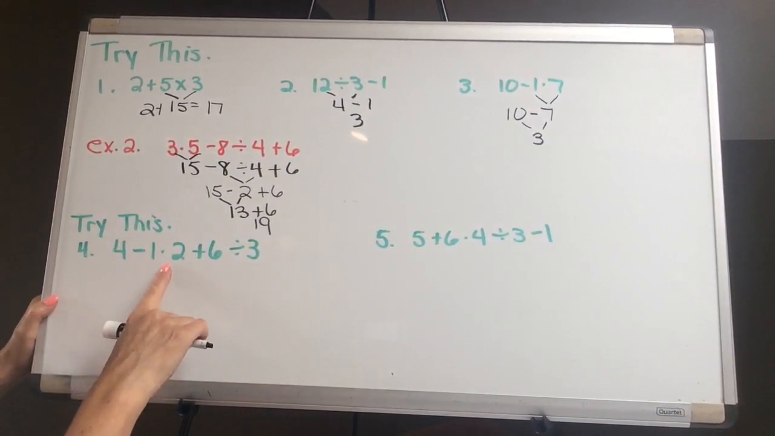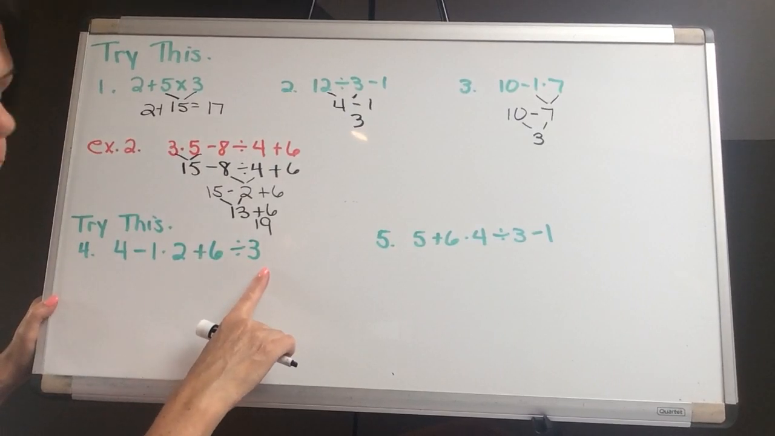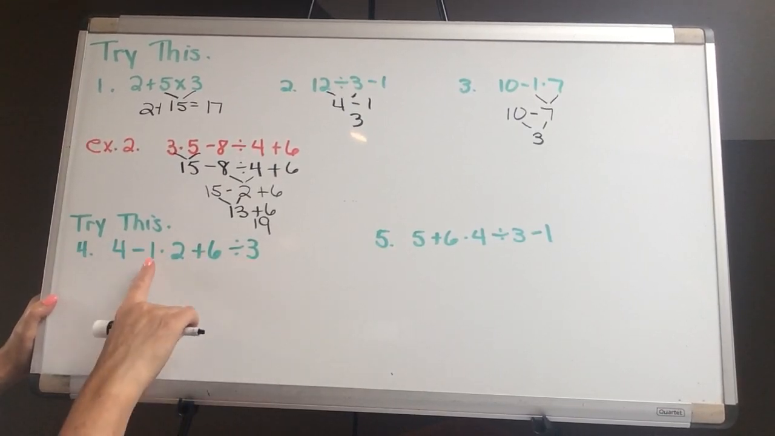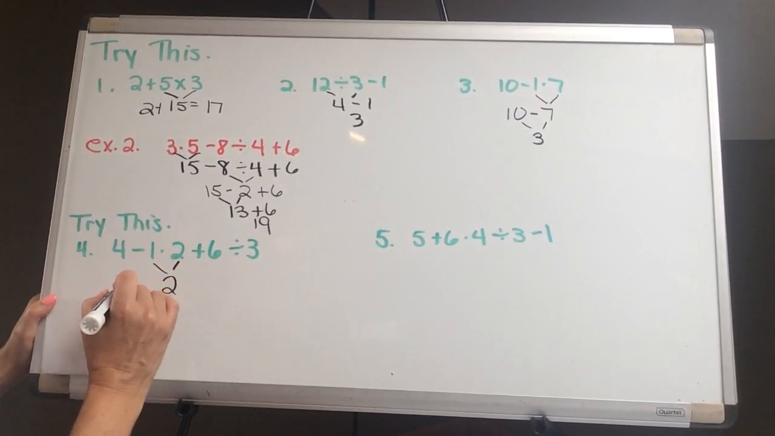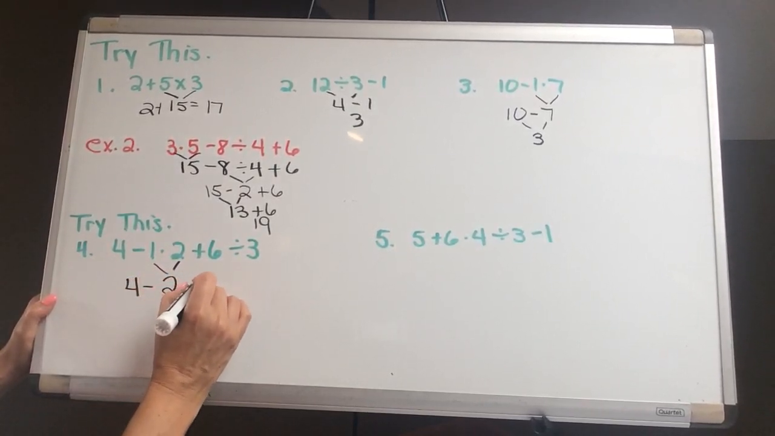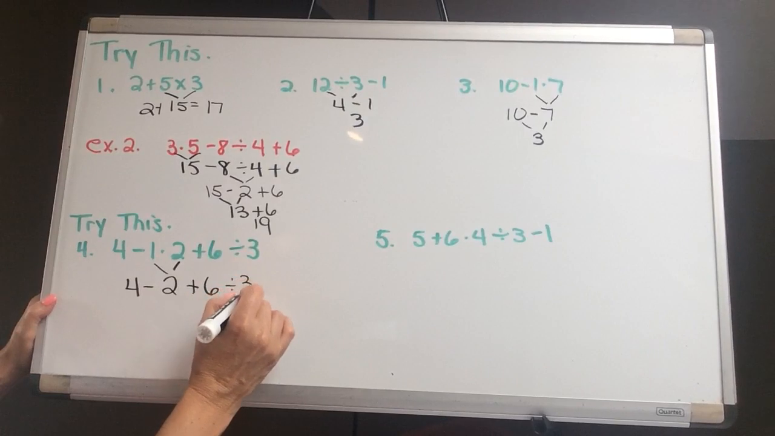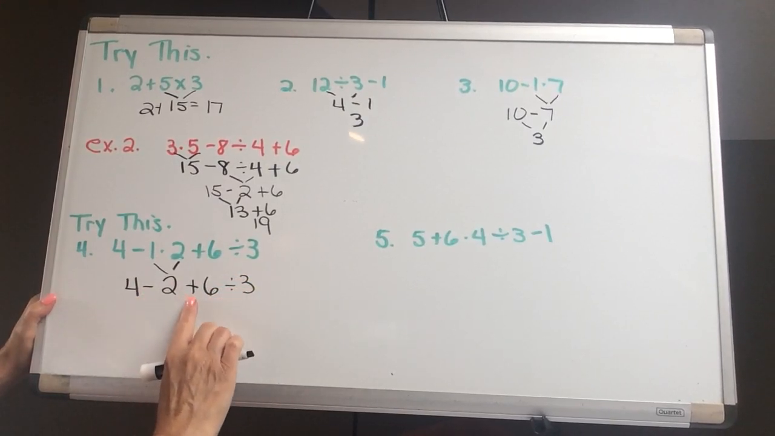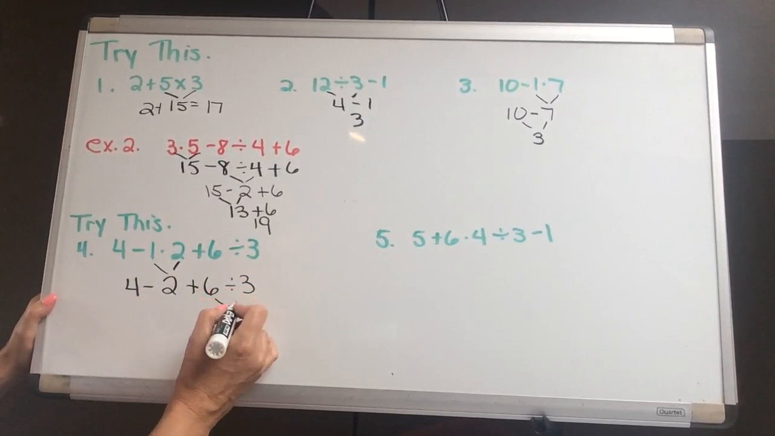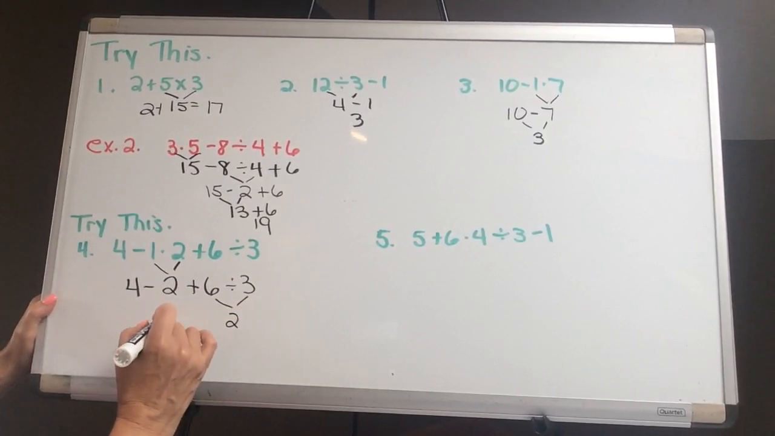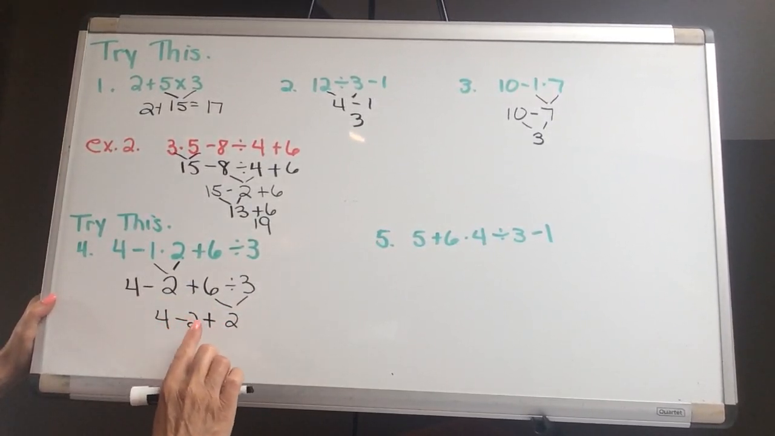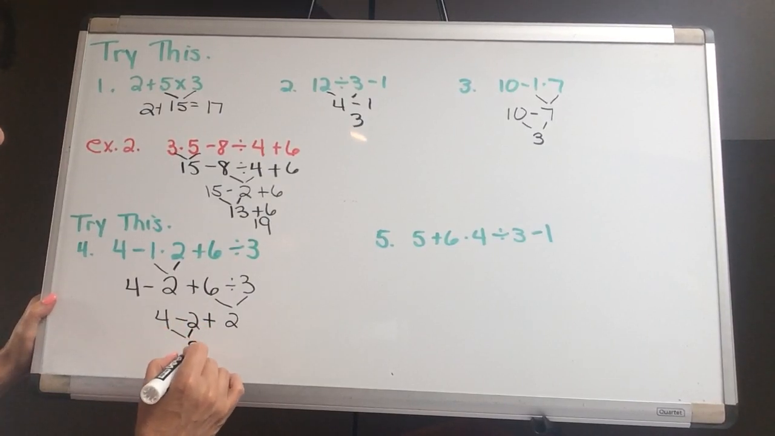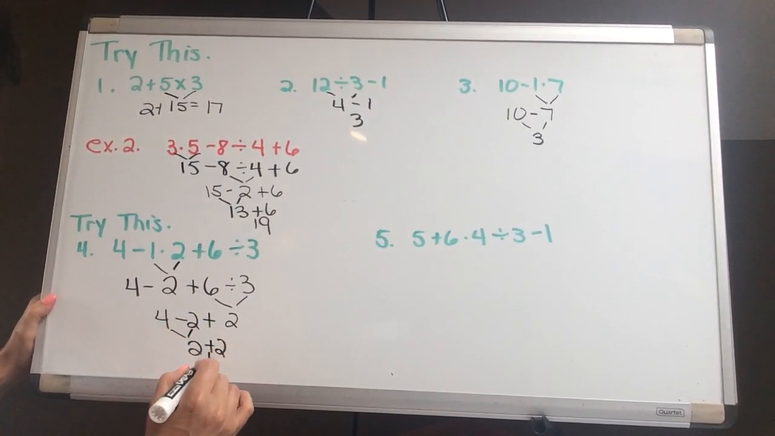Okay, let's take a look at number 4. 4 minus 1 times 2 plus 6 divided by 3. All right, so we're going to start with the multiplication. 1 times 2 is 2. Bring down the rest of the problem. Then I have subtraction, addition, and division. I'm going to do division first. Then these have equal power. Go from left to right, and my answer is 4.